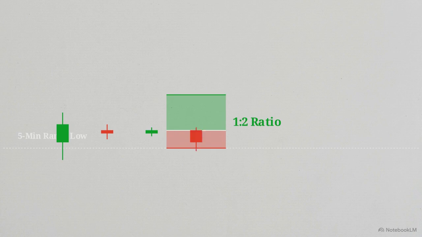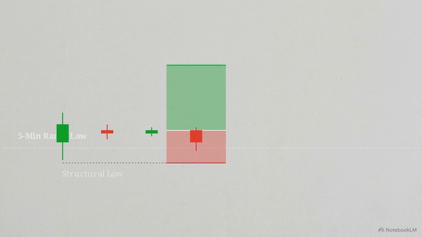This risk-to-reward block shows the target math. We set our take-profit level to double the distance of our risk, maintaining a fixed 1-to-2 ratio. A common mistake is placing a stop-loss exactly on the range line where normal wicks hit it. To prevent this, we move the stop-loss down to a structural low, giving the position room to breathe.